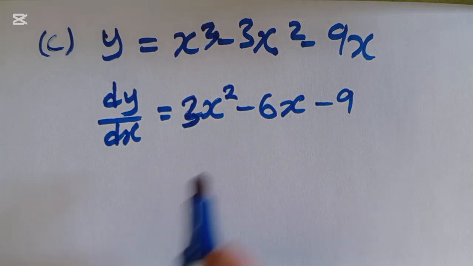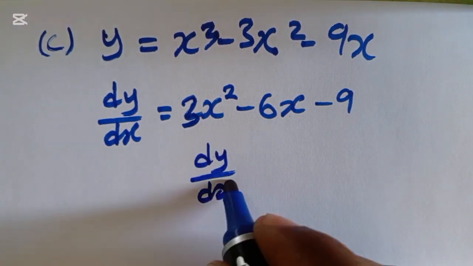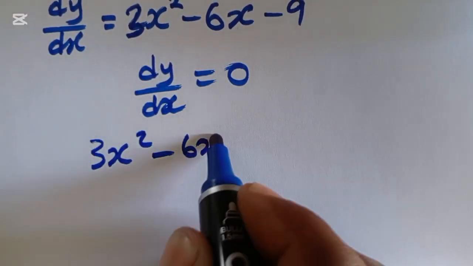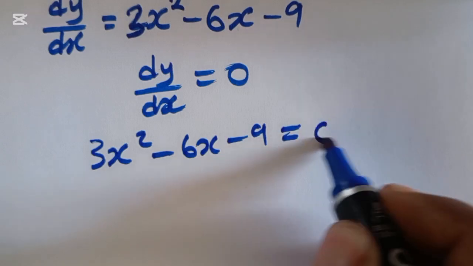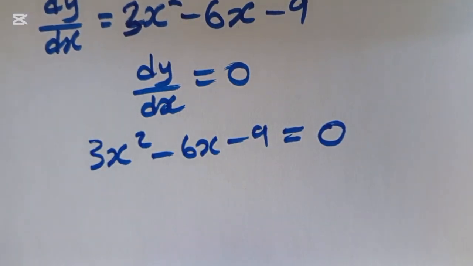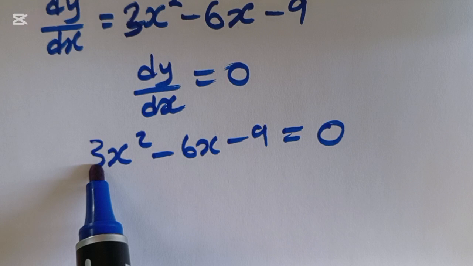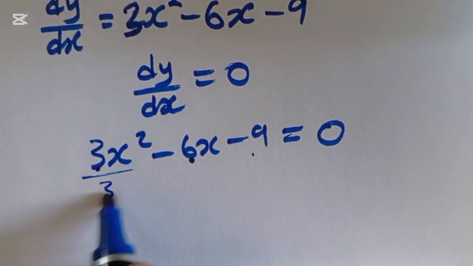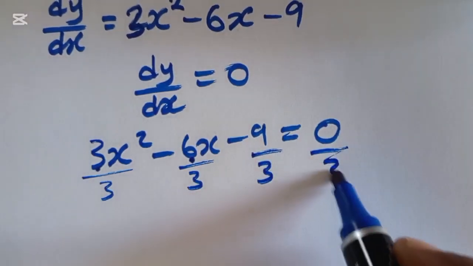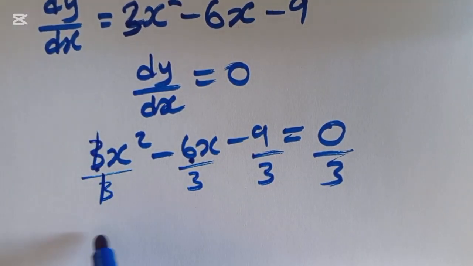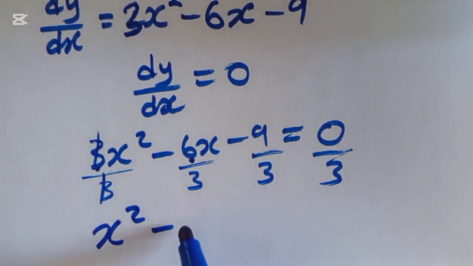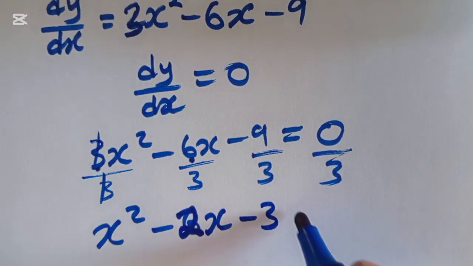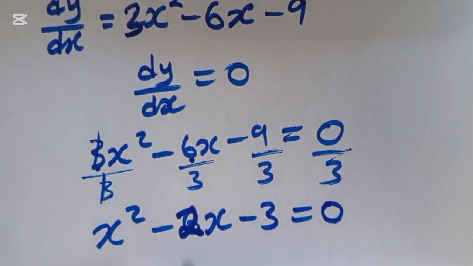So in this case, remember that dy/dx is equal to 0. I'll say 3x squared minus 6x minus 9 is equal to 0. So I'm going to solve for x. But before I solve for x, 3 can go into 3, it can go into 6, it can go into 9. So I'll say over 3, over 3, over 3, over 3. So 3 goes, I remain with x to the power 2, 3 into 6, it is 2x. 3 into 9, we have 3. So 3 into 0, we have 0.